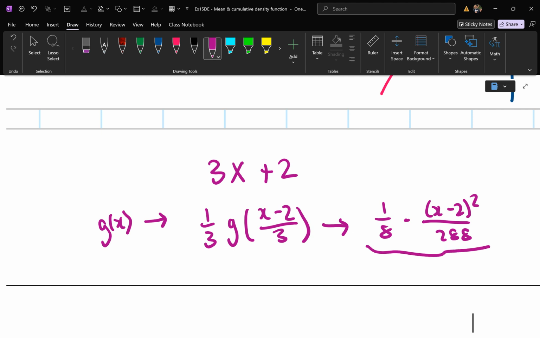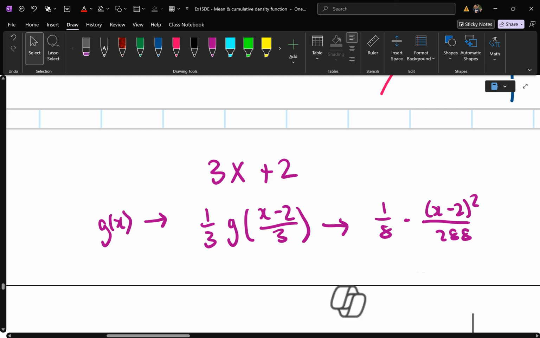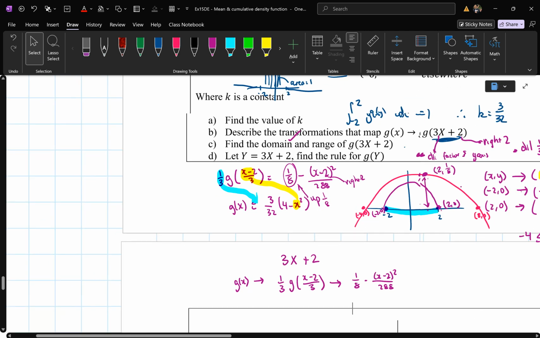From that, you can sketch this and find the maximum, or find the stationary point and find the maximum, or do what I did. I just read the turning point from this quadratic, and hence I was able to find the range and the domain.